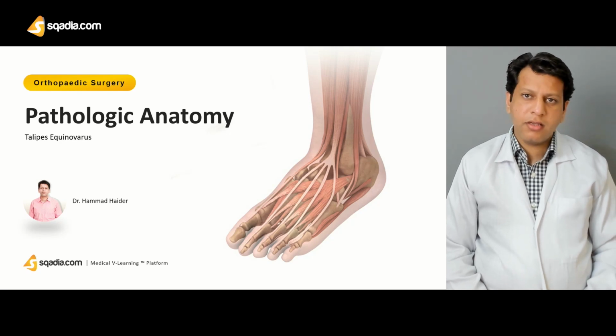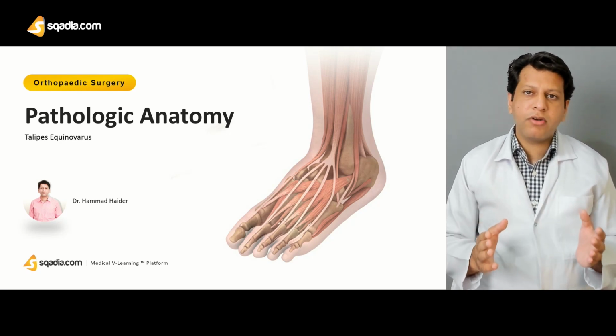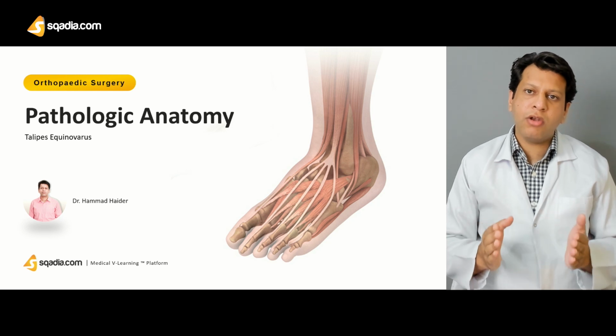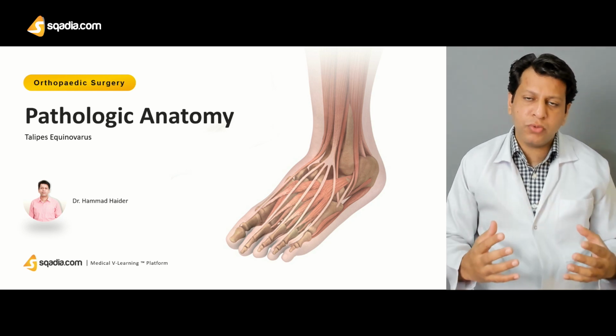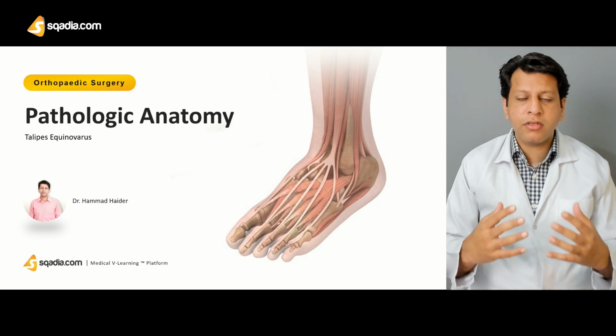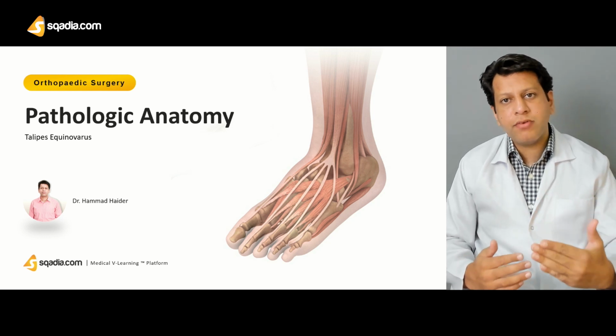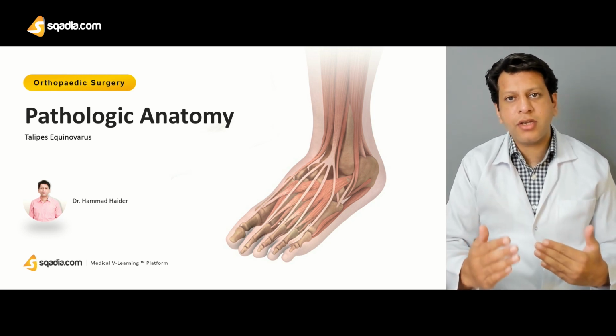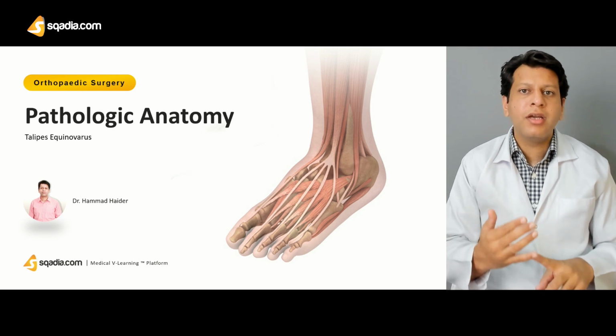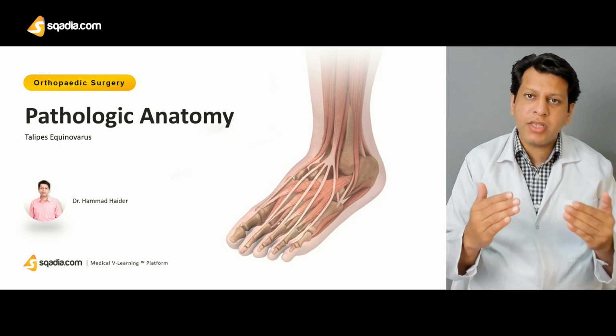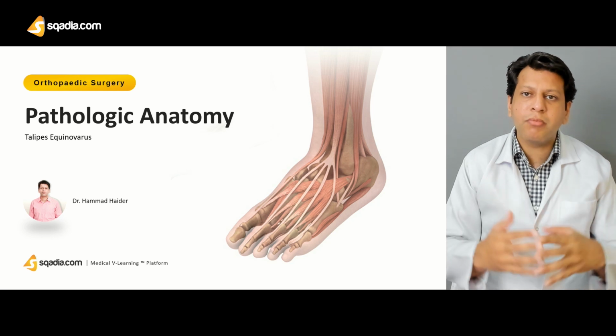Pathological anatomy. The problem in the clubfoot is at the talocalcaneonavicular joint. As you know, there's a forefoot, then there's a midfoot and a hindfoot. Hindfoot is actually the articulation between the talus and calcaneum, articulating with the ankle joint with the tibia and fibula above.